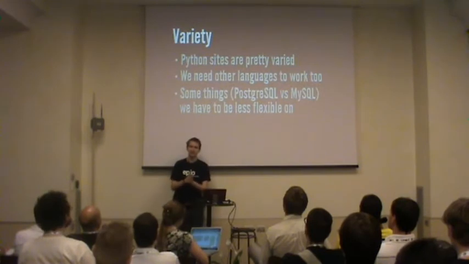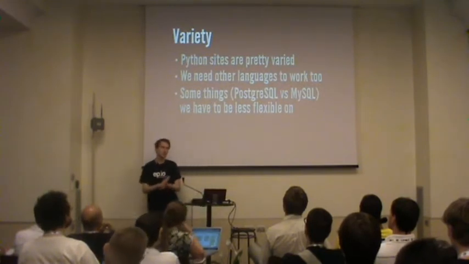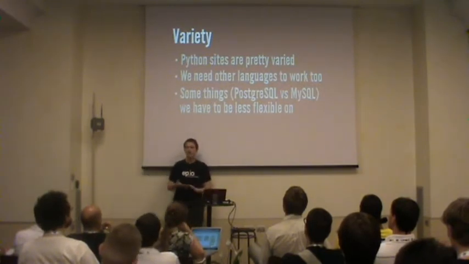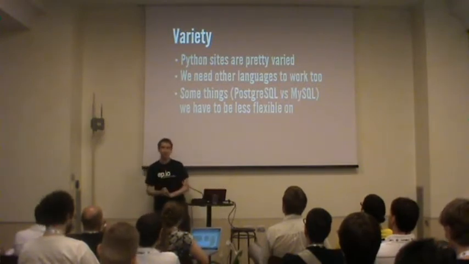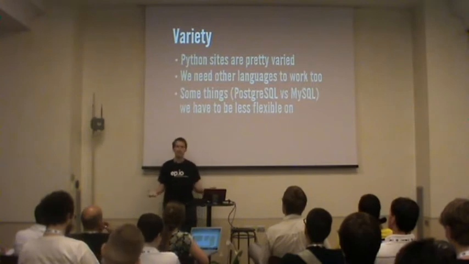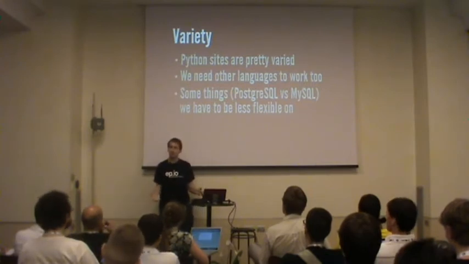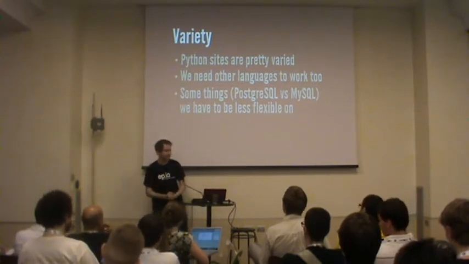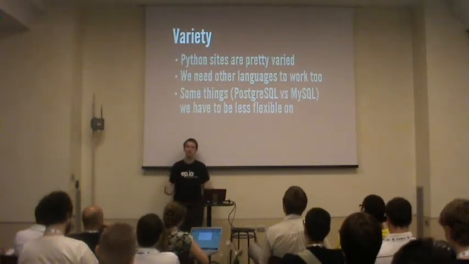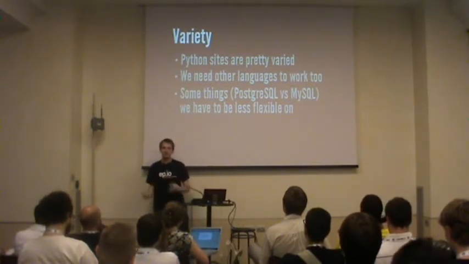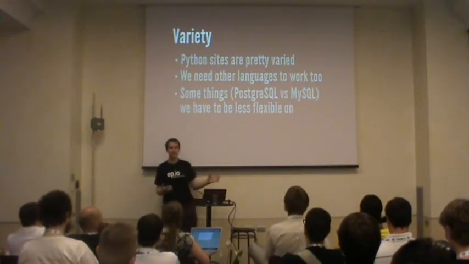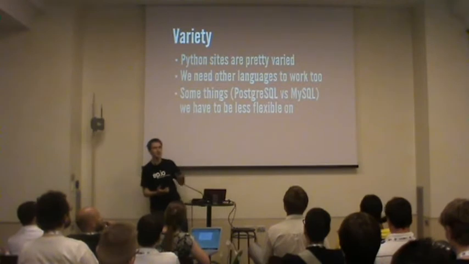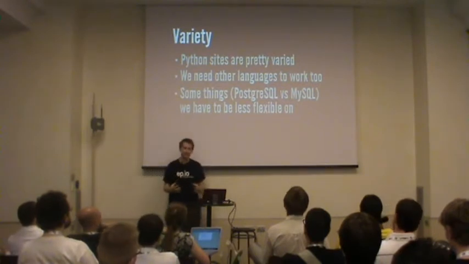The other problem is that even Python sites are pretty varied. As well as Django, you've got Flask, you've got Bottle, you've got Zope, you've got all these different ones as well. There are many more frameworks, as I'm sure many of you know. As well as supporting all of those, we support other languages in the future. We can't rely on just Python in the long term. So we've got to have a very flexible system that is both easy to use, but can also accommodate a lot of different things.